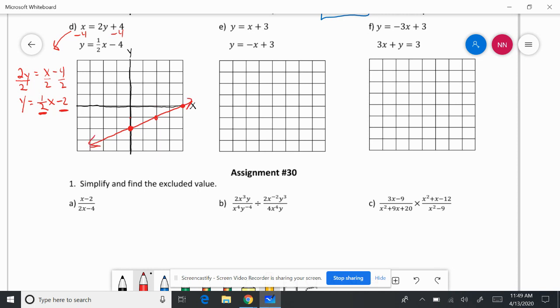Now, if I look at my second equation, this one right here, my y-intercept is -4. So I'm going to plot a point at -4. My slope is 1/2 again, so I go up 1 to the right 2, up 1 to the right 2. If I'm looking at these lines, I notice that the lines do not cross, so my answer is no solution.